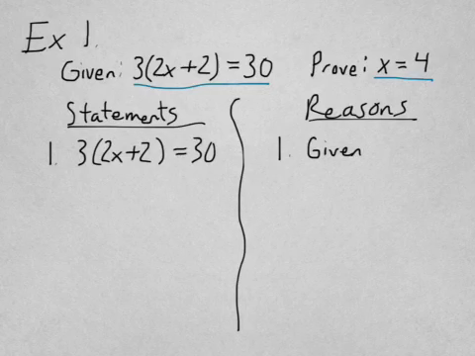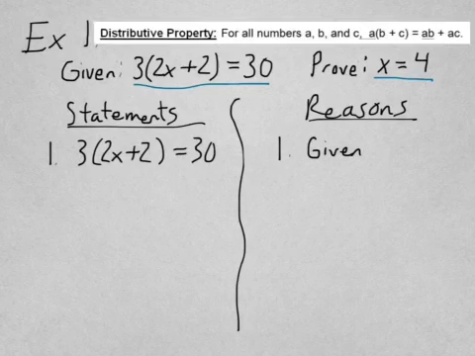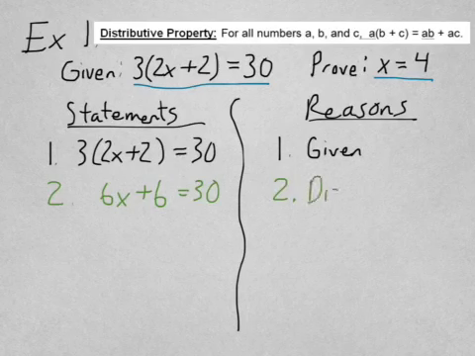Okay, so then let's walk through this step by step and give the reasons why each step is true. What would be the first thing we would do to solve this equation? Well, hopefully you're thinking that we would use the distributive property. If we distribute, then our equation changes into 6x plus 6 equals 30. And the reason that we are allowed to change the equation like that is because of the distributive property.